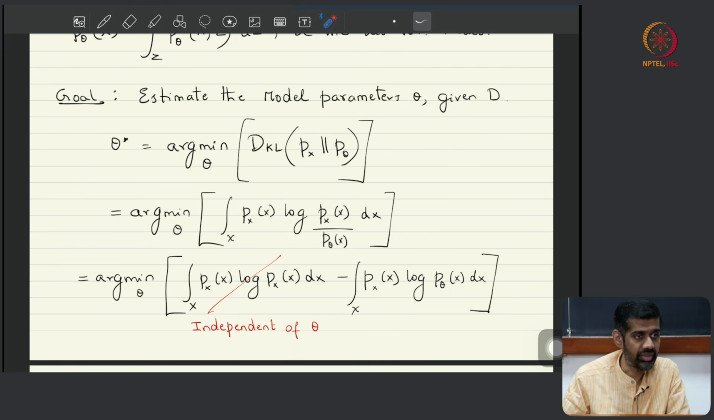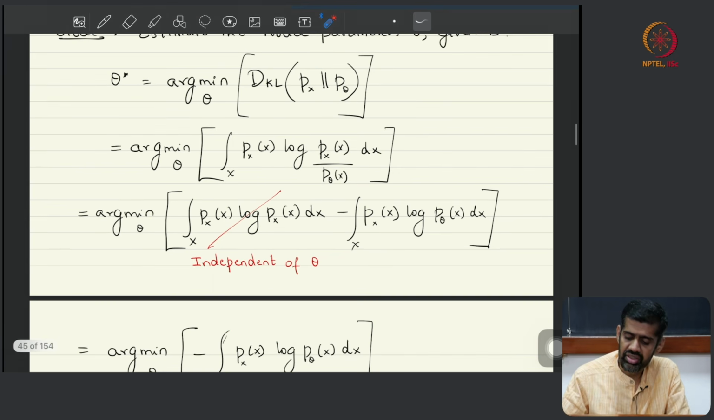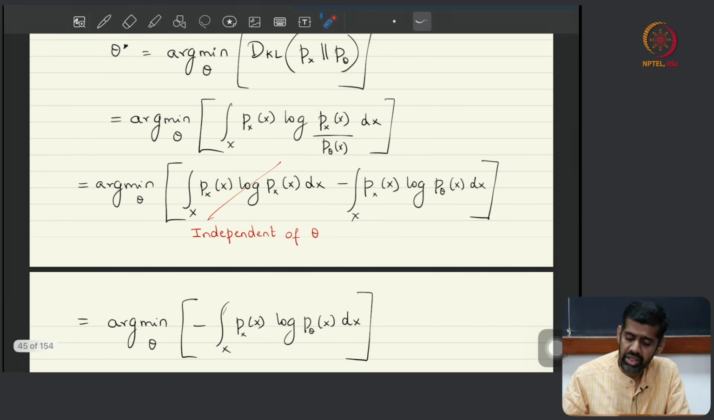Now, expand the KL divergence using its definition. The integral of p(x) log p(x) by p_theta(x) dx can be split into two integrals: integral p(x) log p(x) minus integral p(x) log p_theta(x) dx. The first term is independent of theta. What is this, by the way? This is the entropy of data.